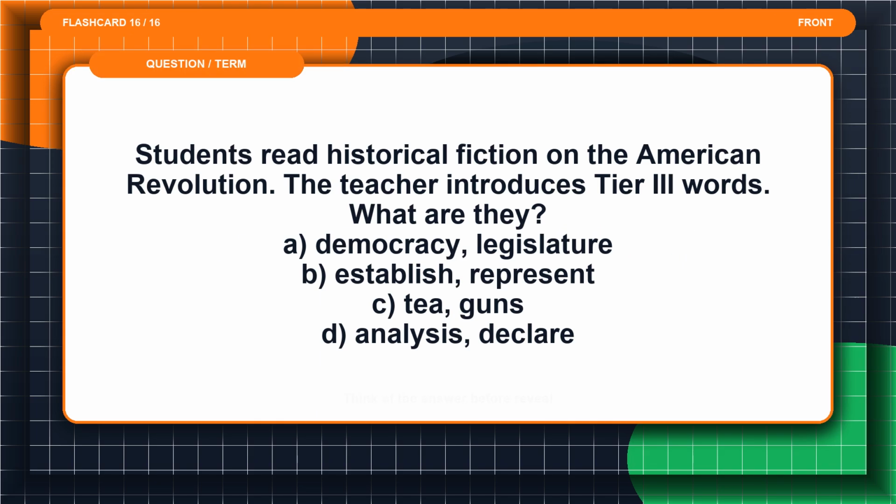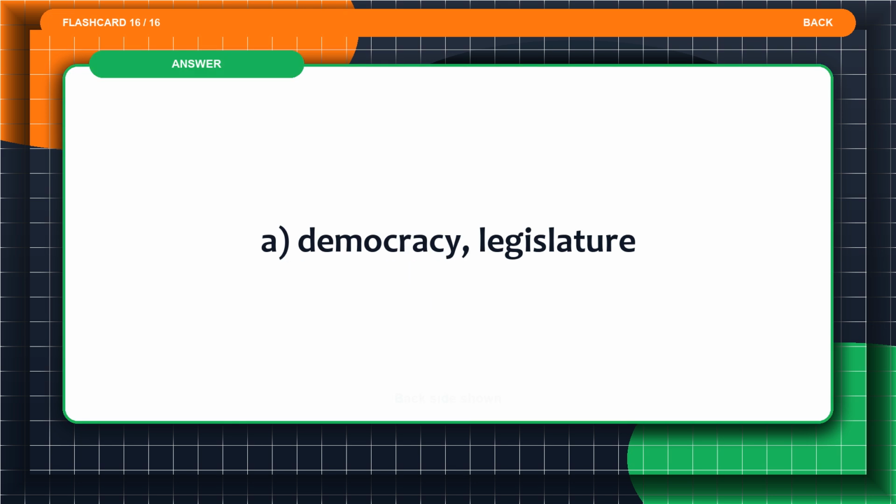Flashcard 16. Students read historical fiction on the American Revolution. The teacher introduces Tier III words. What are they? A. Democracy, legislature. B. Establish, represent. C. Cons. D. Analysis, declare. Think of the answer before the reveal. The answer is A. Democracy, legislature.